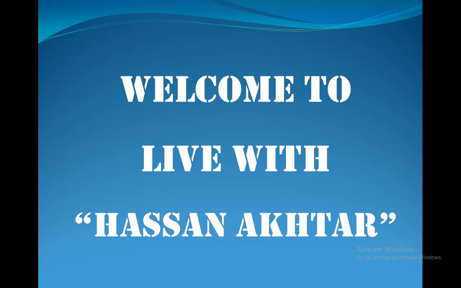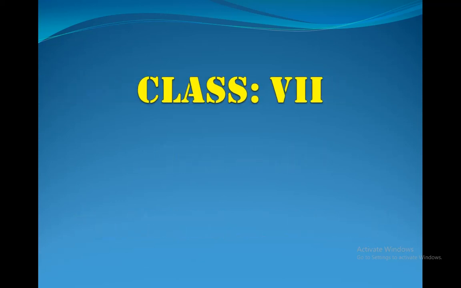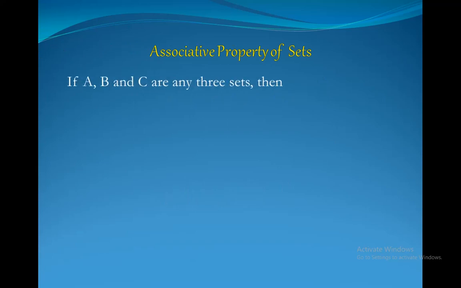Students, today's lesson is related to class 7th, unit number 1. Today we are going to discuss the associative property of sets. Let's proceed to the definition first. If A, B and C are any three sets, then A union (B union C) is equal to (A union B) union C. This is called the associative property of union of three sets.